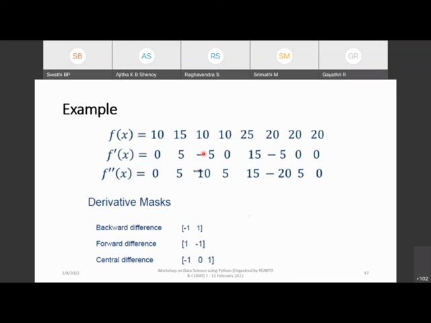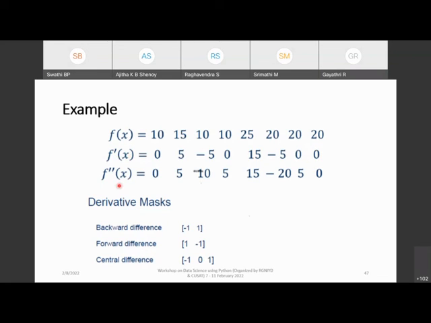10 minus 15, that is equal to minus 5. 10 minus 10, that is equal to 0. 25 minus 10 equals 15. 20 minus 25 is equal to minus 5. 20 minus 20 is equal to 0. 20 minus 20 is equal to 0. So this is my f dash x.